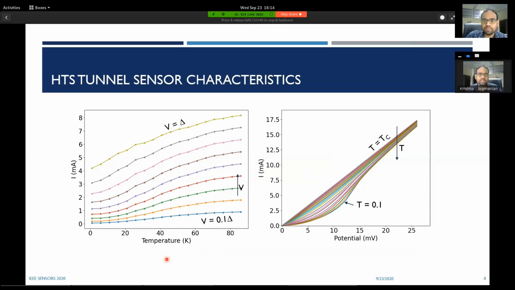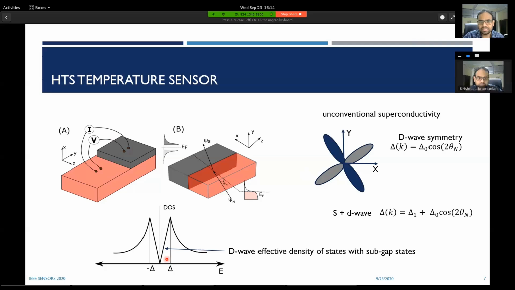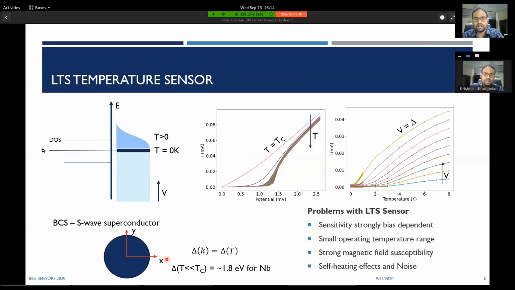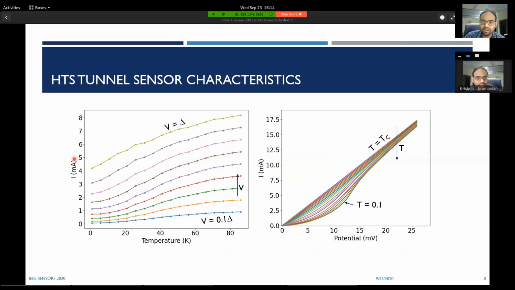Right? So here we are plotting. Previously we did the same thing as we did here, but instead of taking an LTC superconductor here, we have taken an HTS superconductor with the order parameter as we showed, and then we calculated the actual current based on the BTK formalism that we showed before, right? And then we calculated the current versus temperature for various potentials, and you can see that the lines are much more well behaved than what we saw before. It is not crowding in a particular region. You have a very well distributed I versus T plot, right?